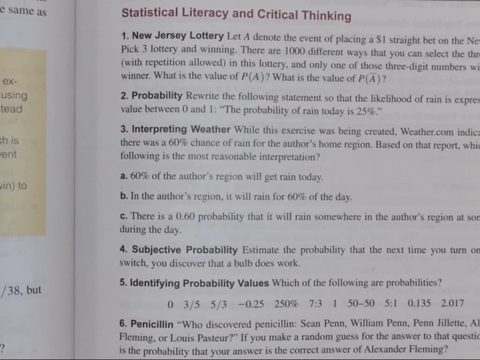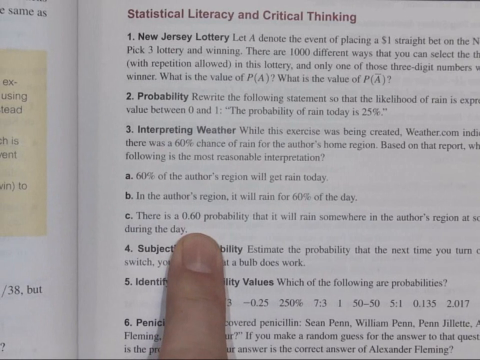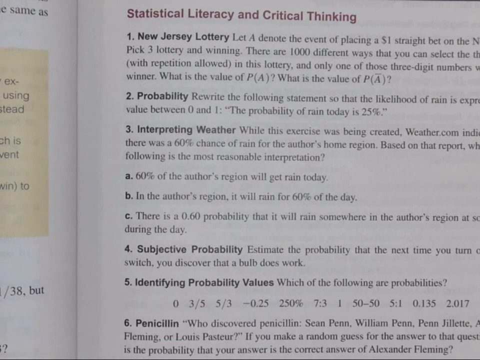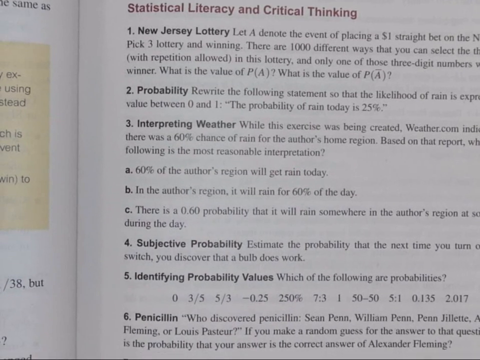So when you look at your phone, you look at weather.com or whatever it might be, the Weather Channel says if there's a 60% chance of rain today, what does that mean? Just 60% of the area is going to get rain? No. Okay, so what that means is there's a 60% chance that it'll rain at least once. Does that make sense? Yes. Okay, so what they're saying is C is the right answer because there's going to be a 60% probability, or it's 0.6 probability, that it'll rain somewhere in the author's region that particular day. So really, kind of the idea is at least once.